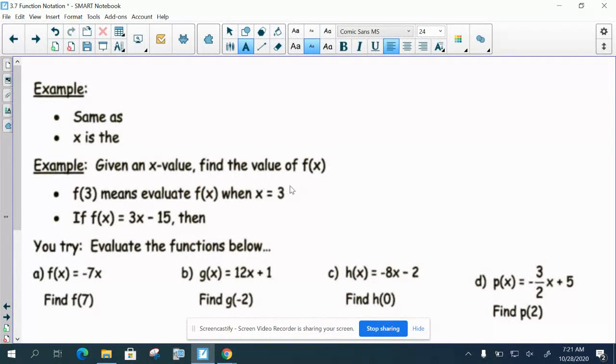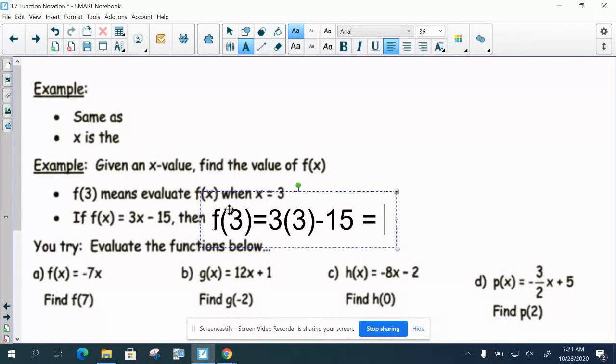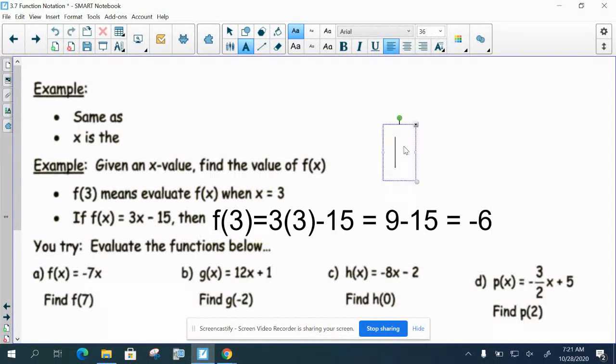So here, f of 3 means to evaluate f of x when x is equal to 3. Basically, you take your equation, f of x equals 3x minus 15, and plug in 3. So f of 3 equals 3 times 3 minus 15. 3 times 3 is 9, minus 15 is negative 6. So we can conclude that f of 3, the function at 3, is equal to negative 6.